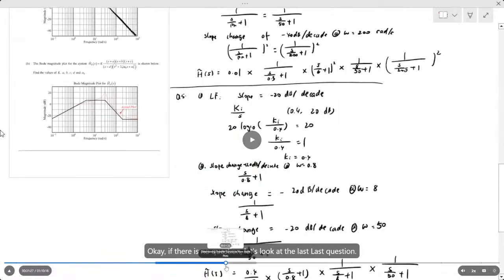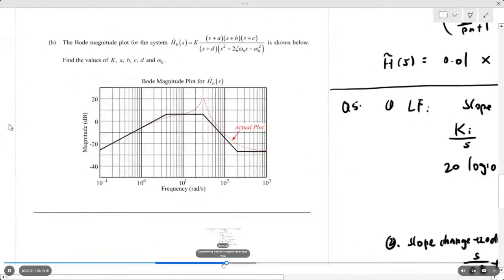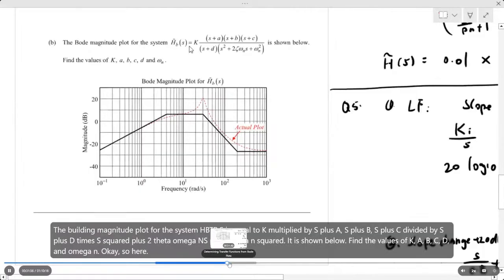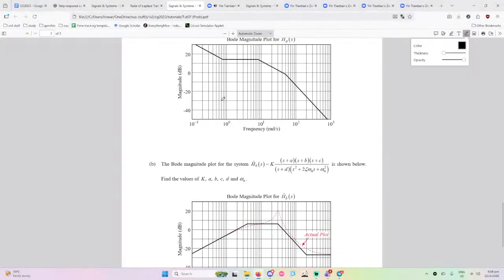Okay, if there is no question, let's look at the last question. The Bode magnitude plot for the system H(s) = K(s+A)(s+B)(s+C) divided by (s+D)(s² + 2θωn s + ωn²) is shown below. Find the values of K, A, B, C, D, and ωn.